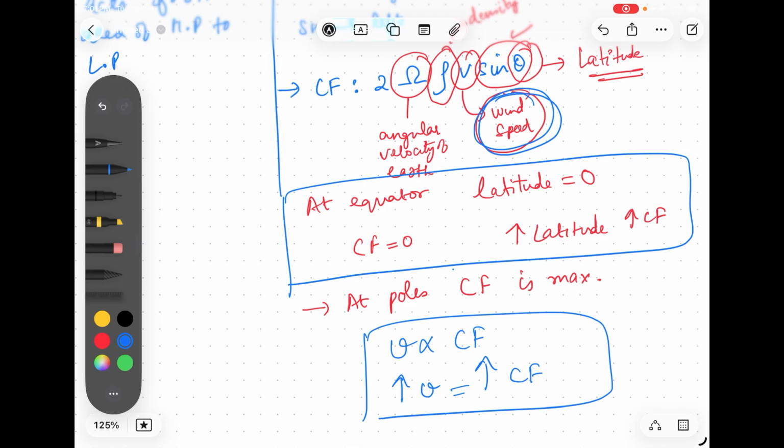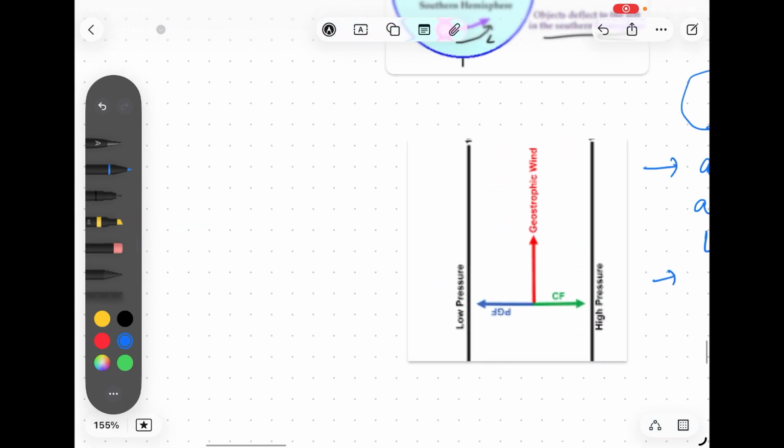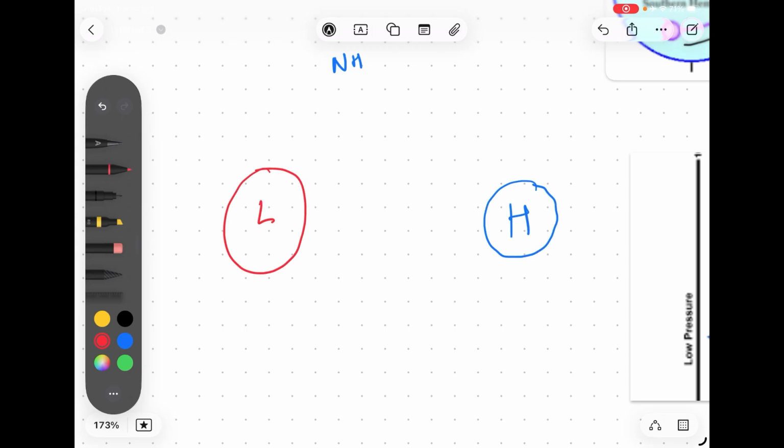Okay, now let's talk about the geostrophic wind. Here is a beautiful diagram I found on Google. Let's talk about the northern hemisphere. So this is my high pressure area and this is my low pressure area. Now we know that Coriolis force in the northern hemisphere will turn everything to the right. So this is my Coriolis force, and my pressure gradient force blows from high to low pressure.